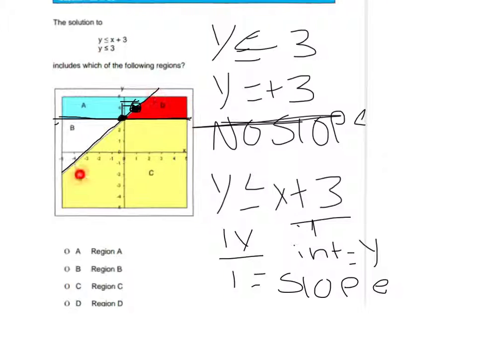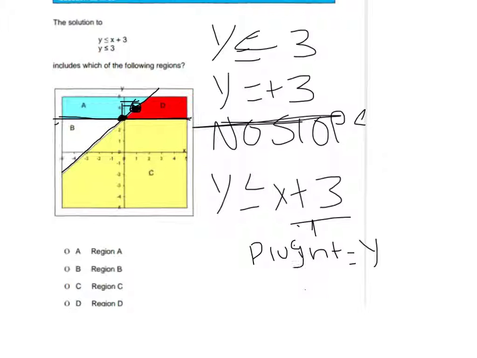So then we're going to have to try to find where we have to shade it. So for this I'm going to plug in 0, 0. You plug in a number, any number from the bottom or from the top, depending on which one you want to shade, so you can figure out which place you have to shade.